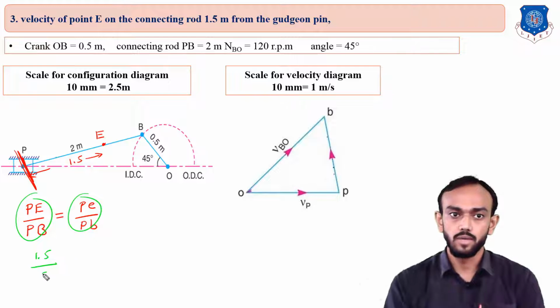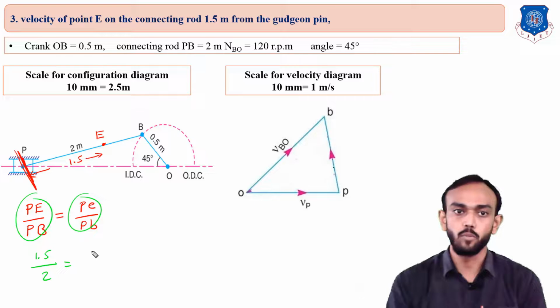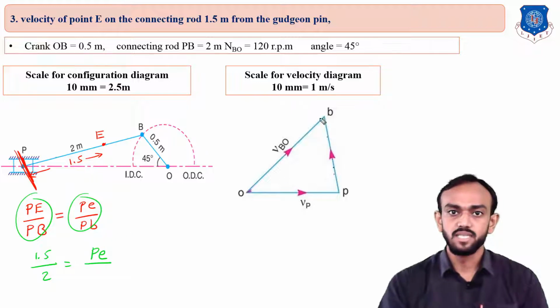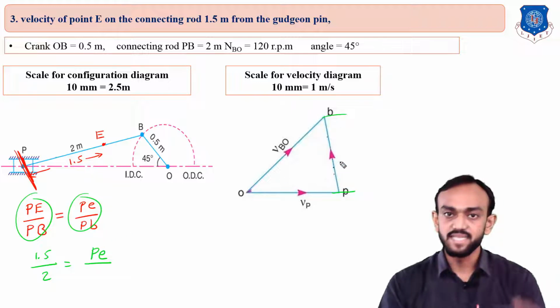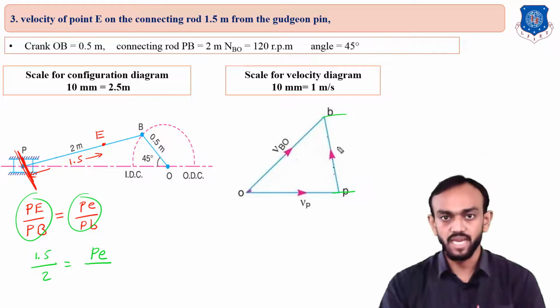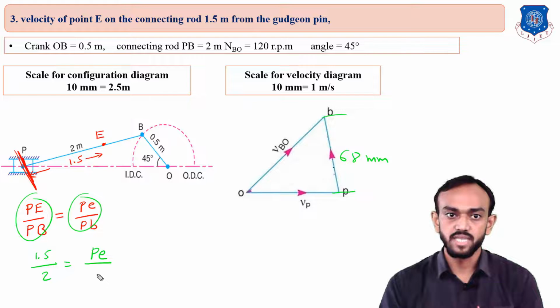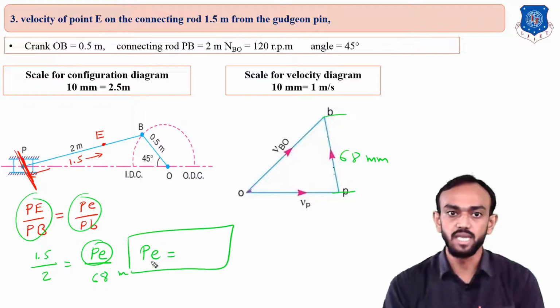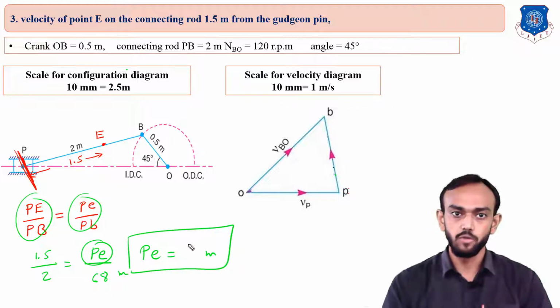So this will be 2. Now the pe distance, we don't know the pe distance. So pe distance will be here divided by pb. This distance pb, we have to measure in the velocity diagram, which is around 68 mm because we have measured that. So 68 mm, and from this you will find pe here. If you put all these values here, you will find this is 51 mm.